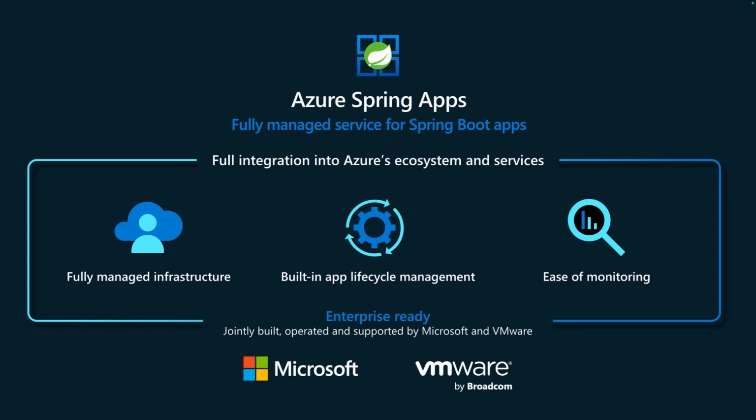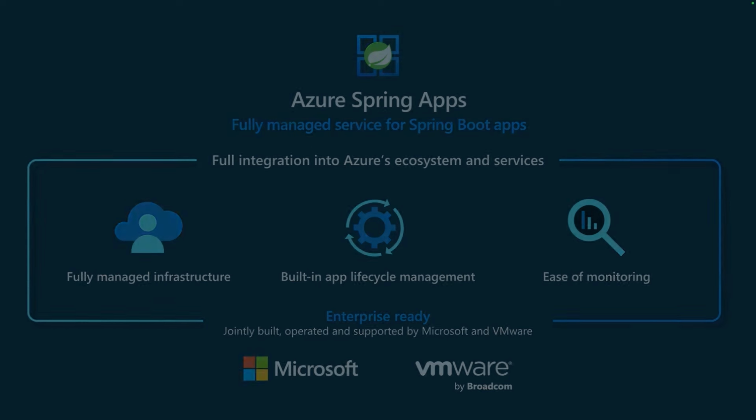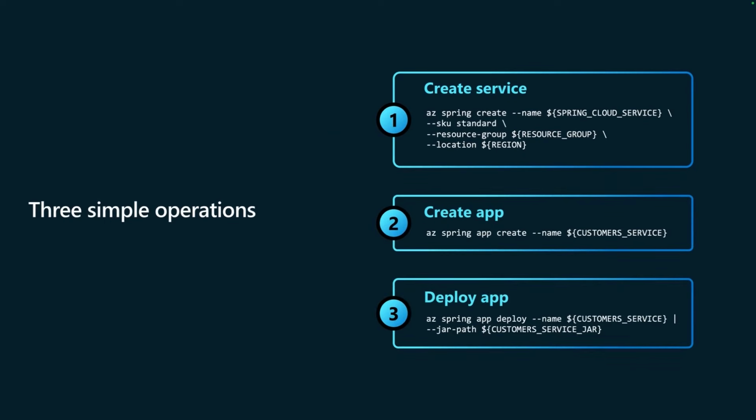It is enterprise ready. Azure Spring Apps is jointly developed, operated, and supported by Microsoft and VMware. Azure Spring Apps is also as simple to use as it is powerful. You only need to do 3 things to get your application up and running on a world-class Kubernetes platform.